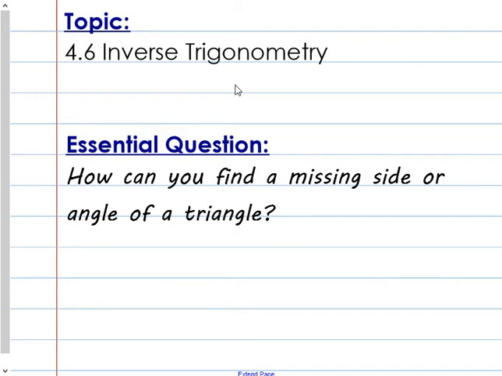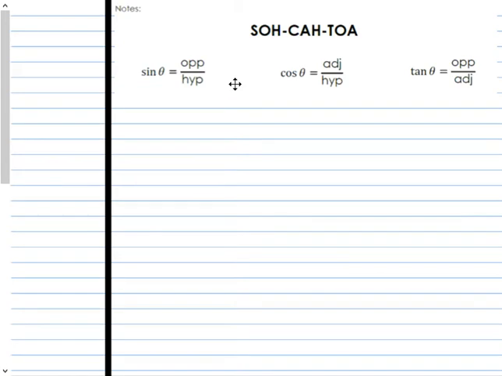We started trigonometry last class, and we're going to continue on today. Our essential question is still, how can you find a missing side or angle of a triangle? We delved into the wonderful world of SOHCAHTOA last class, and we learned that with sine, we use opposite over hypotenuse, cosine, we use adjacent over hypotenuse, and tangent, we use opposite over adjacent. Remember that new sign, that means the angle measure. So to find the sine of an angle, we use opposite over hypotenuse, and so on.